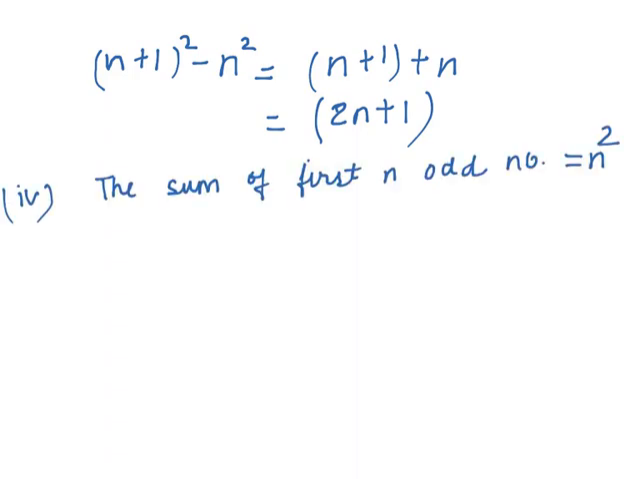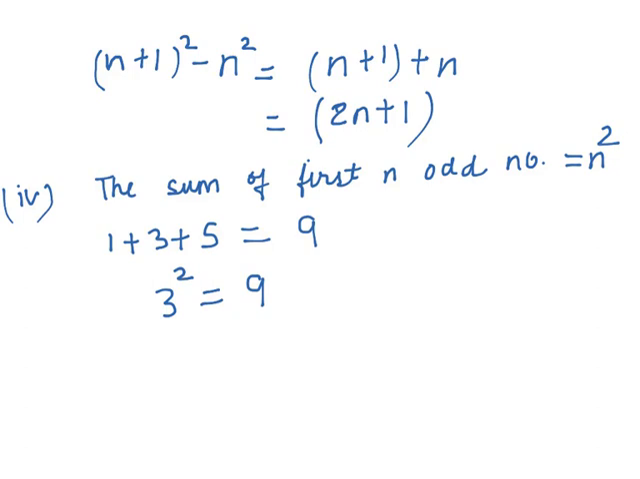According to the next property, the sum of the first n odd numbers is n squared. Let's take three odd numbers, 1 plus 3 plus 5, and their sum comes to 9. Here we took 3 odd numbers, so 3 squared is equal to 9 only. So the sum of the first n odd numbers is equal to n squared.